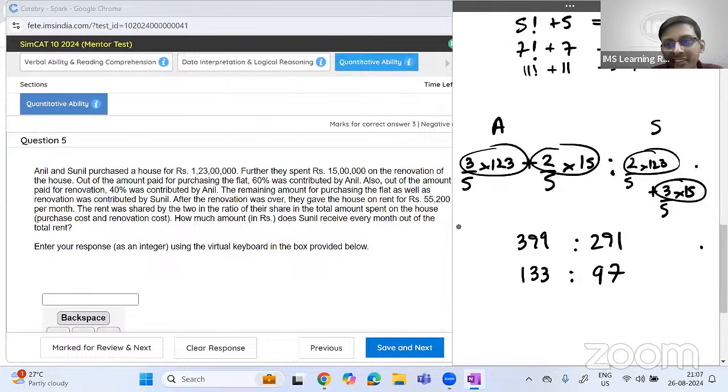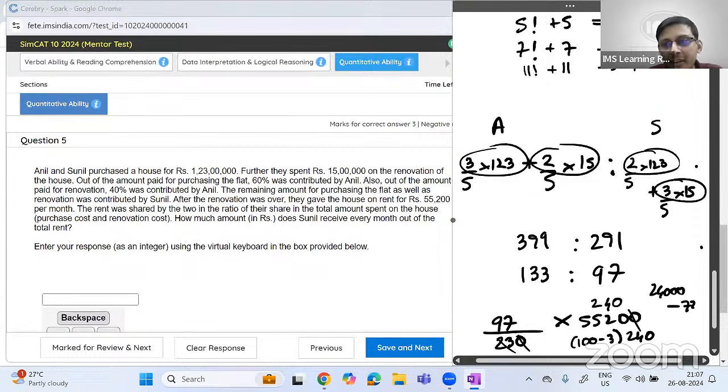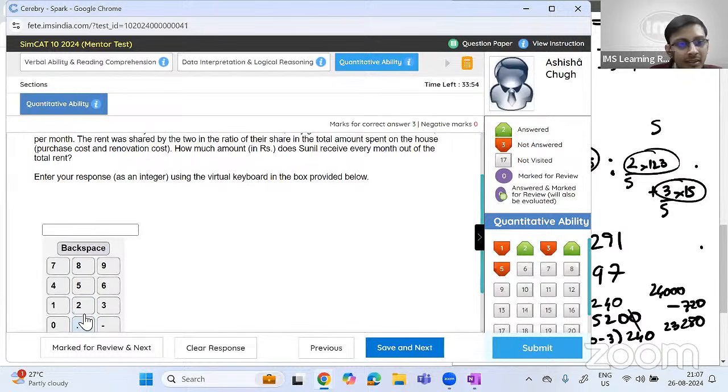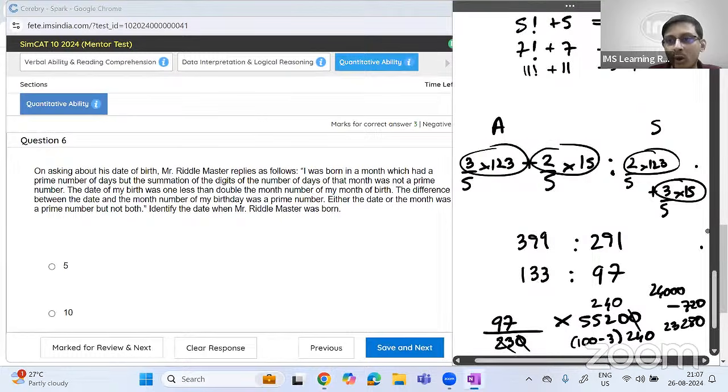How much amount does Sunil receive? So Sunil receives 97 parts out of 133 plus 97, so that is 230, into the total 55,200. Okay, so I can cancel off a 0. 23 into 2 is 46, then 92, 4 and 0. 97 into 240, 100 minus 3 into 240, 24,000 minus 720. So 23,280. Okay, I'll go with that. 23,280. Hopefully no calculation mistake. Okay, now next one.